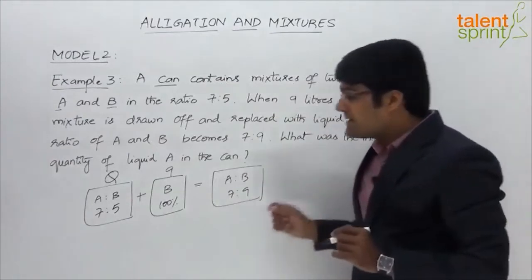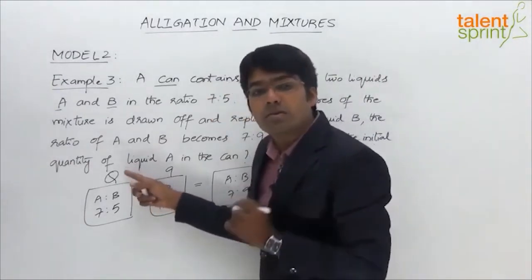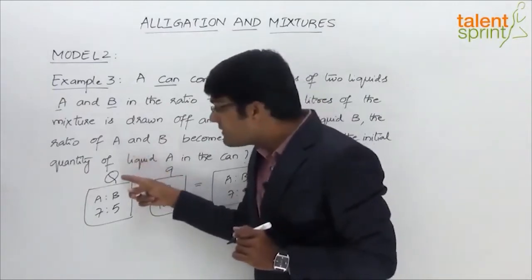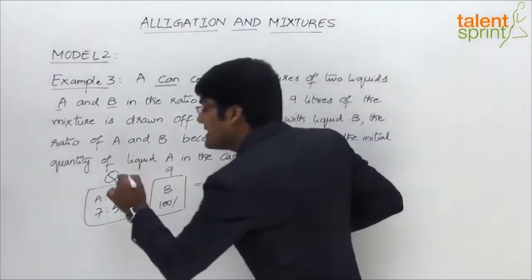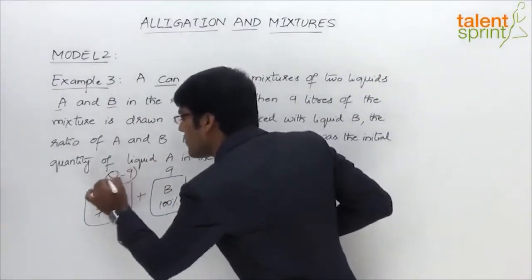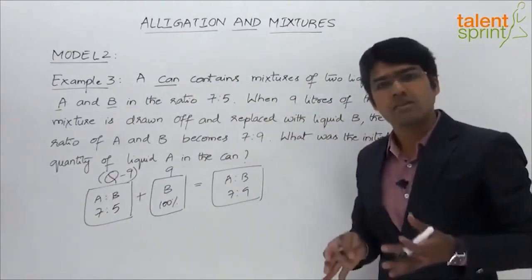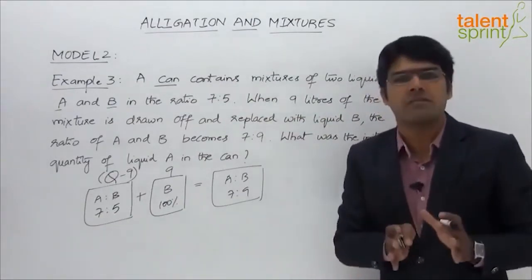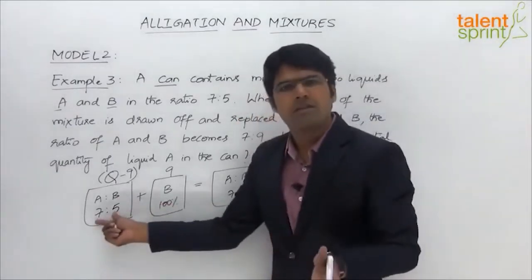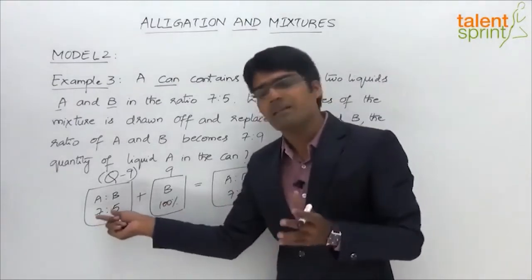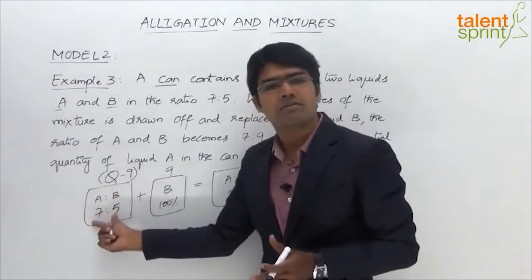Now understand, friends, that we cannot take the initial quantity, or the quantity of type 1, as Q liters, because out of this Q liters 9 liters of mixture was removed. So when applying the alligation rule, we must consider this quantity to be Q minus 9. So instead of assuming there was Q liters of that mixture, we are assuming there is only Q minus 9 liters, because 9 liters has been removed, and the ratio will not get affected. If 9 liters is removed, that 9 liters will have A and B in the ratio 7:5. The remaining Q minus 9 liters will also have A and B in the ratio 7:5.